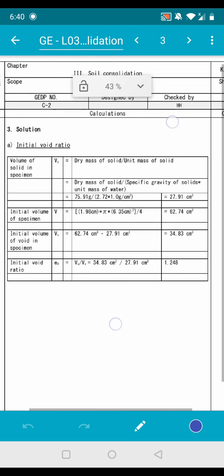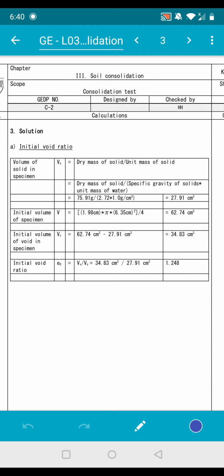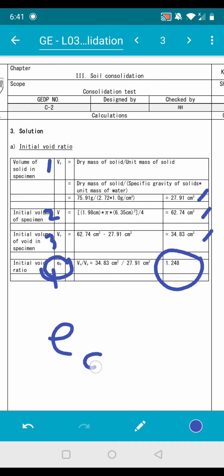The solution. To calculate the initial void ratio, you just follow these steps accordingly. 1, 2, 3, and 4. By using simple soil mechanics formulation, you'll be able to calculate the initial void ratio. So in the end, the initial void ratio is given as 1.248. But you have to take care of all the units here. Make sure everything is correct, and then you can proceed beautifully in finding initial void ratio, e0.